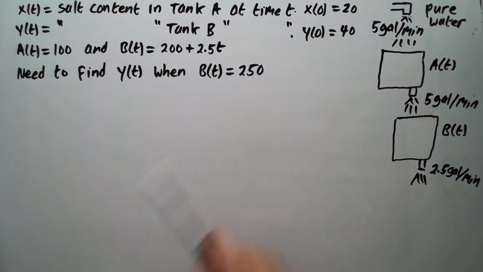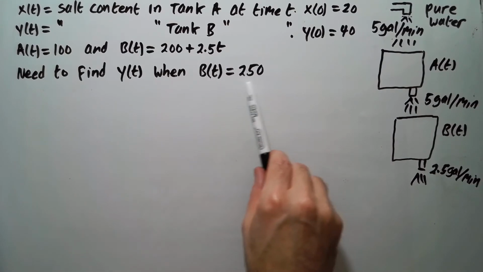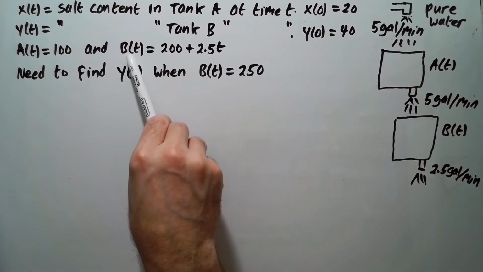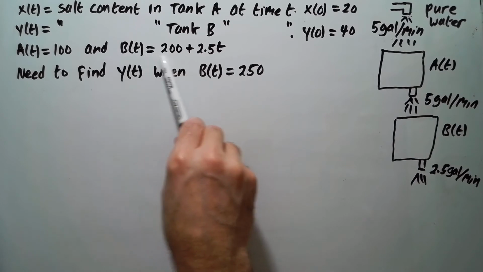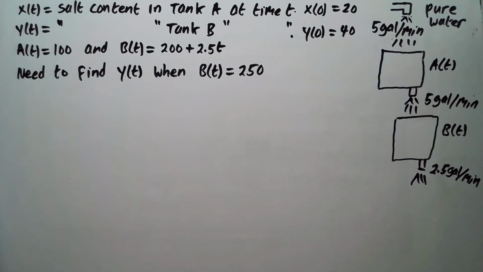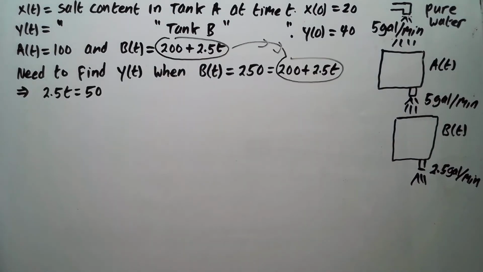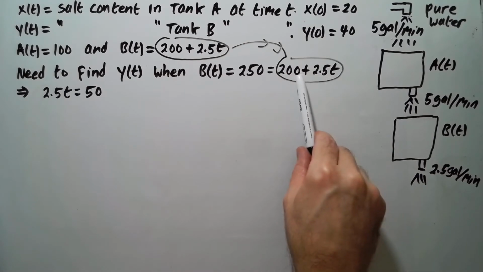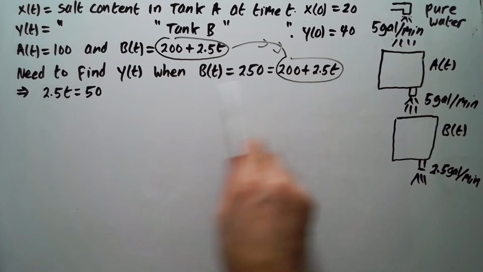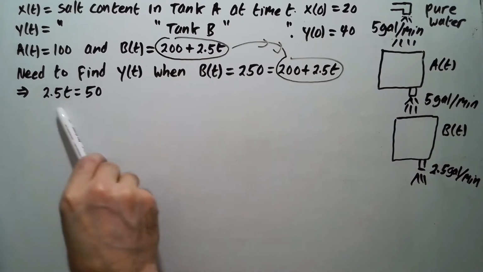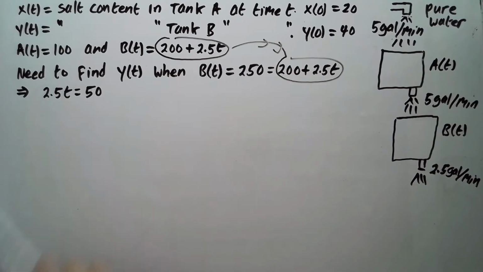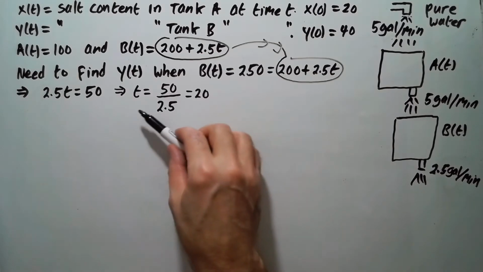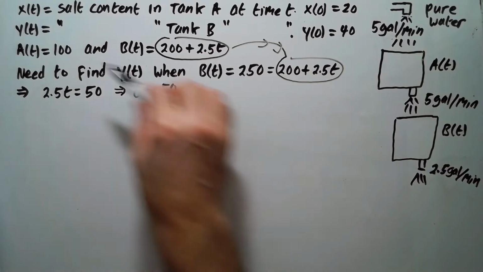Okay, so let's solve this. I'll put 250 in place of b of t up here. Putting 200 plus 2.5 t here and subtracting 200 on both sides, we have 2.5 t equals 50. Then dividing by 2.5, we get t is 20. So we need to find y of 20.